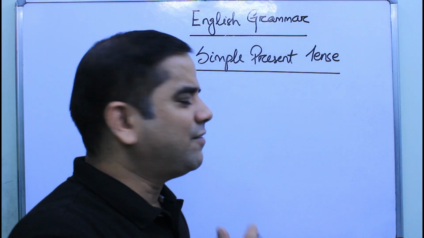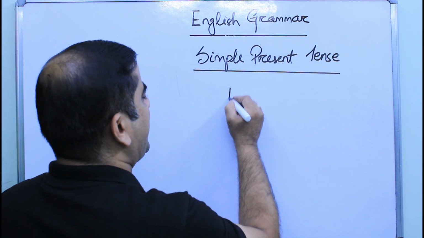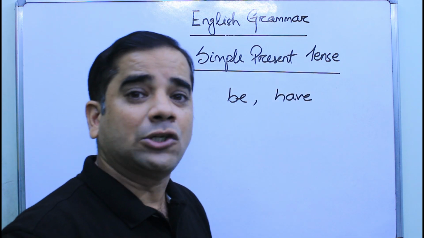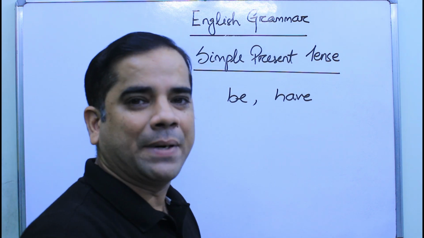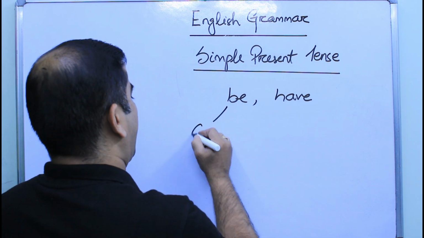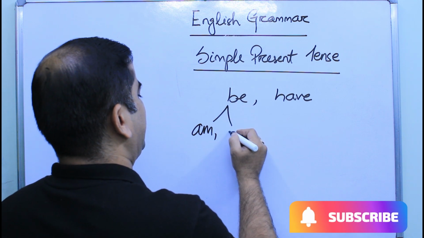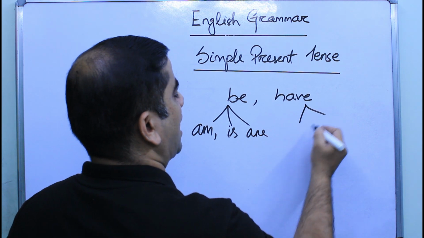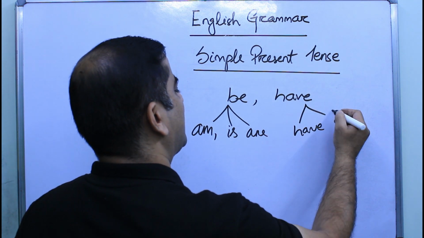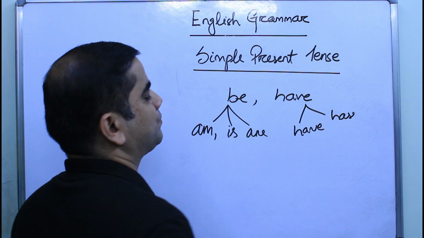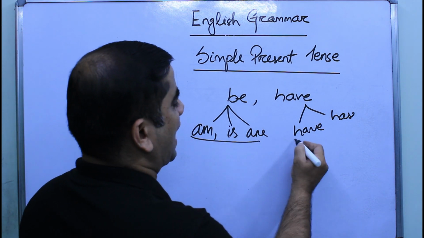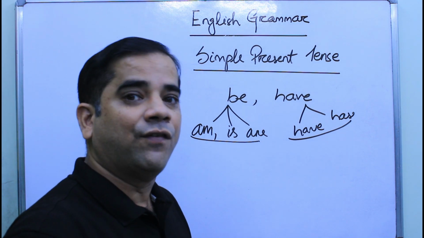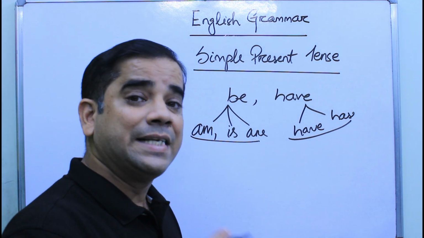Students, there are some forms of the verb be and have which are used as ordinary verbs in simple present tense. These are am, is, are, and for have it is have and has. So these 5 words are used as ordinary verbs to represent the simple present tense.